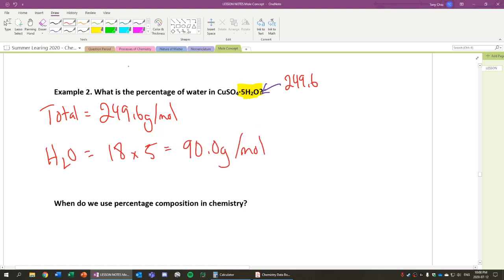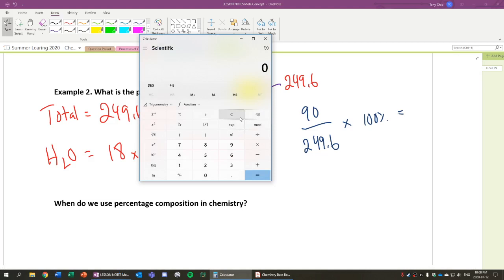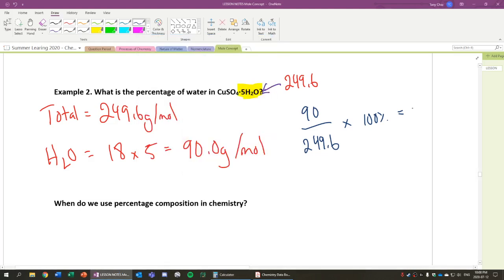So what is it by percentage of water? Well, we do 90 over 249.6 times 100%. And what does that equal to? Well, let's find out. 90 divided by 249.6 times 100% is 36.1%. 36.1% of this chemical is water.